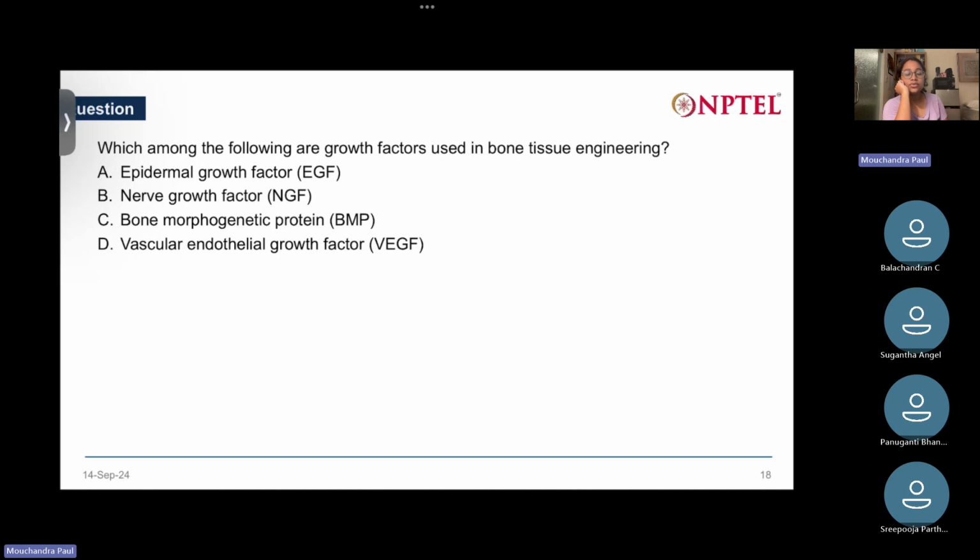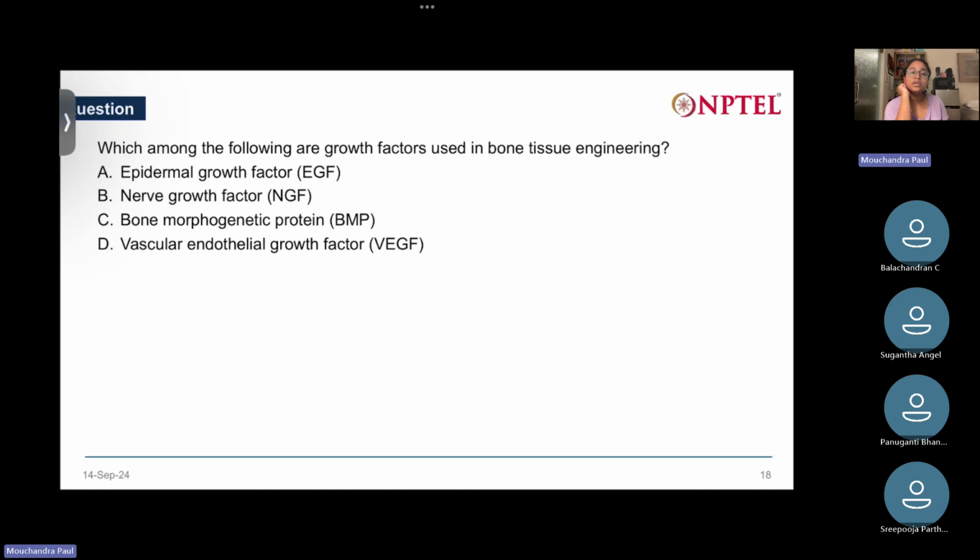Is it clear? Is the topic becoming clear to all of you? If there is any query, yes, ma'am. As I was saying, if there is any query, let me know. All right. Which of the following are the growth factors used in bone tissue engineering?